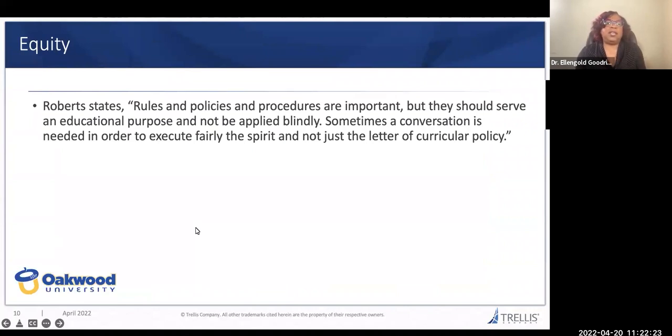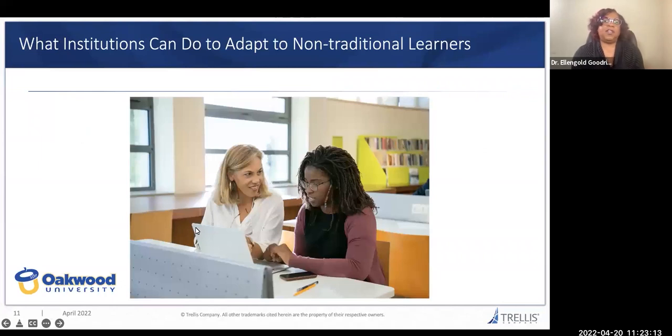So Robert says, in terms of institutions and administrators, rules and policies and procedures are important. They're necessary, but they should actually serve a purpose. And the purpose served should not be blind. It should see the individuals. It should see the cohort. It should see the clientele to ensure that their needs are being met. And that can come out of a conversation. It can come out of committees who are dedicated to serving these populations. And the goal is to have the spirit and not just the hard line approach in serving these individuals.